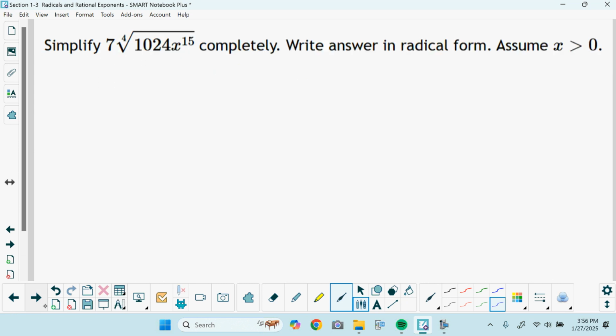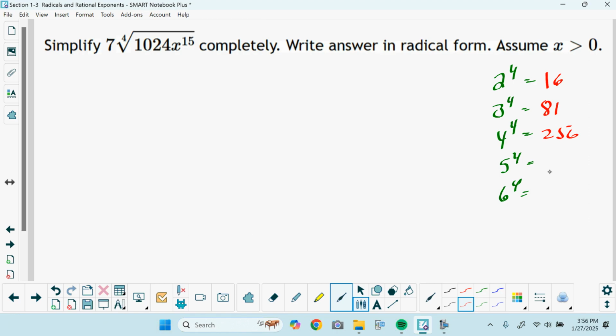Now, let's simplify this. We're looking at the fourth root. So again, I encourage you to make some index cards that say 2 to the fourth, 3 to the fourth, 4 to the fourth, 5 to the fourth, and 6 to the fourth. Just write those down. So 2 to the fourth is 16, 3 to the fourth is 81, 4 to the fourth is 256, 5 to the fourth is 625, and of course 6 to the fourth is, I think, 1296.